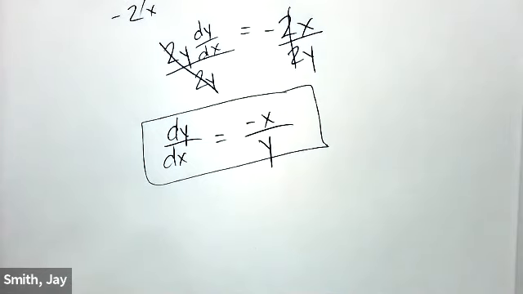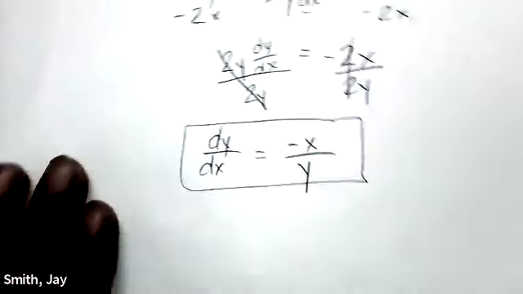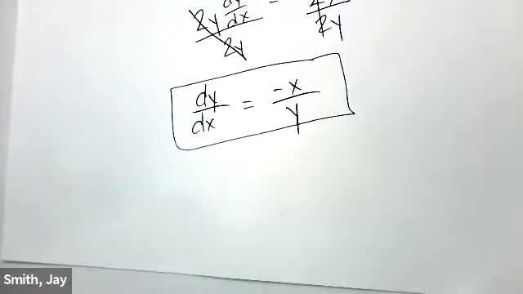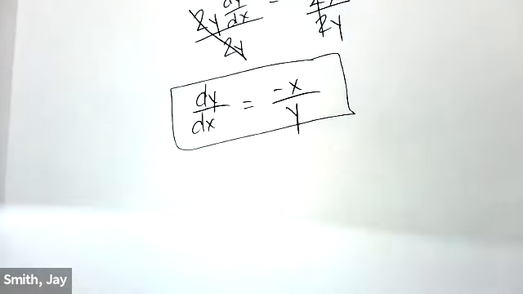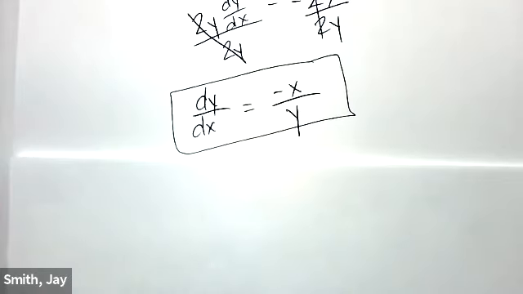All right, so we're done with part A. In part A, we're just trying to find dy dx. We got dy dx by itself. For part B, we're asked to find the equation of the line tangent at the point 3, 4.